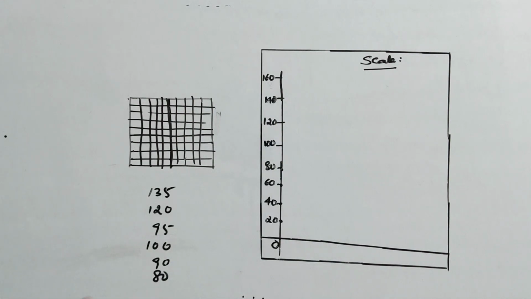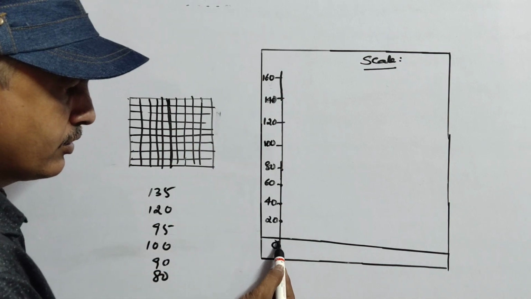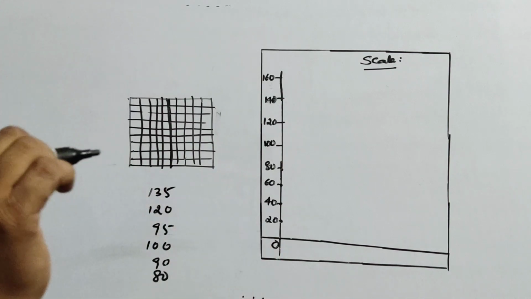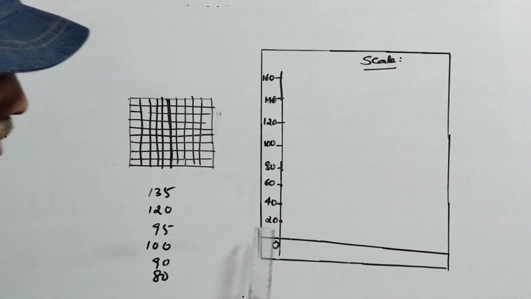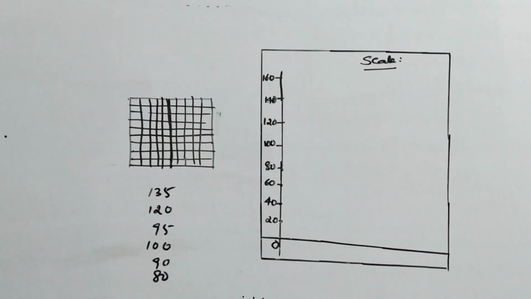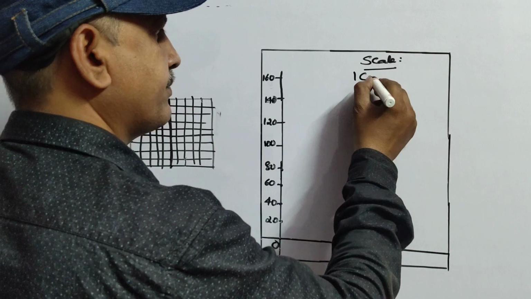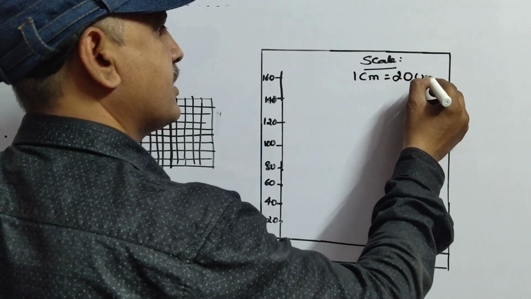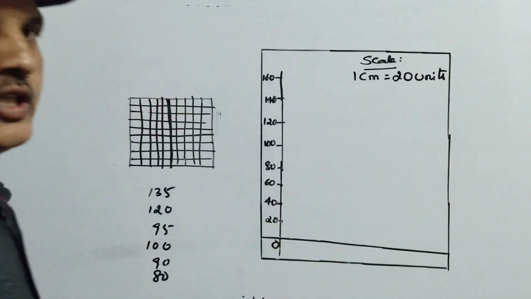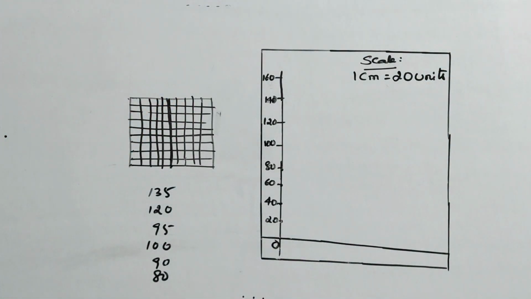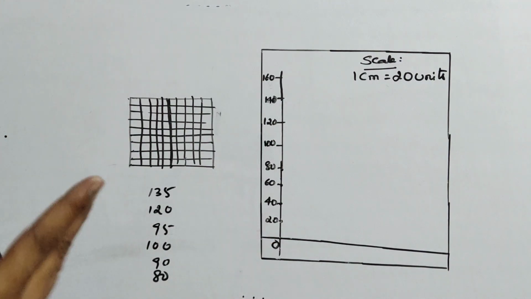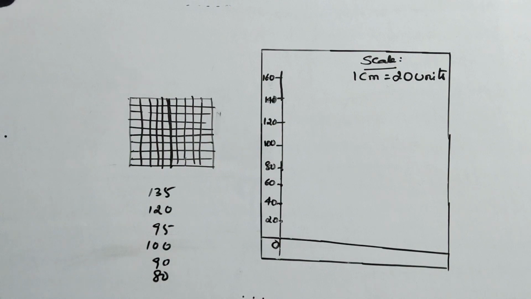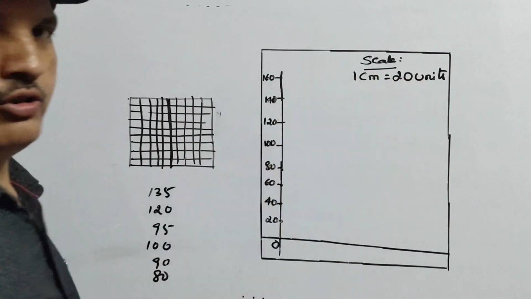Okay, now see here. The first one is 135. As I told you, from here to here it is 1 centimeter. So 1 centimeter equals 20 units. Is it clear now? From here to here is 1 centimeter, and you are taking 1 centimeter as 20 units. So 1 centimeter means 20 units.